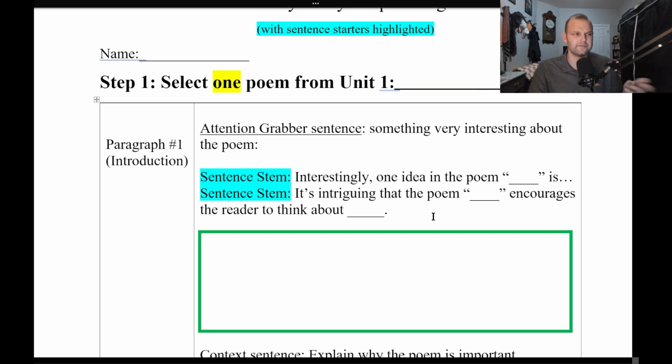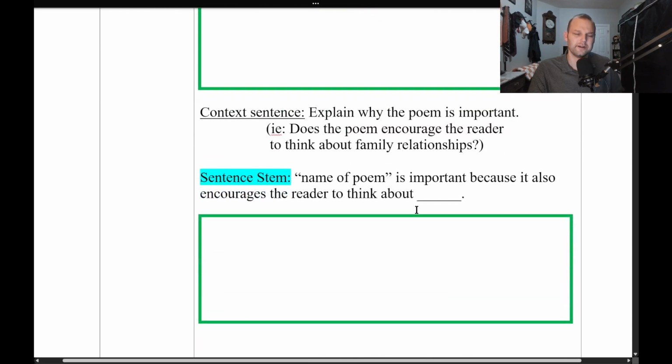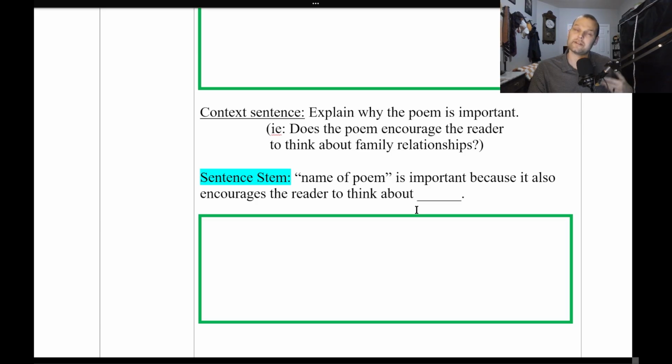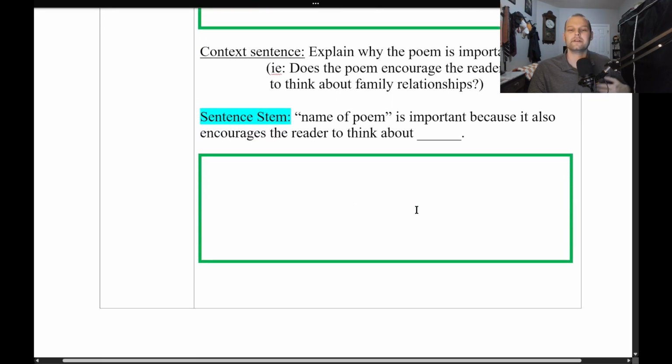What is the most interesting little detail that you can think of about that poem or short story or piece of literature that you're analyzing? And then the second sentence in your introduction paragraph is explain why the poem is important. So this is where you definitely want to name the poem if you haven't named it yet, and encourage the reader to think about why the poem is important.